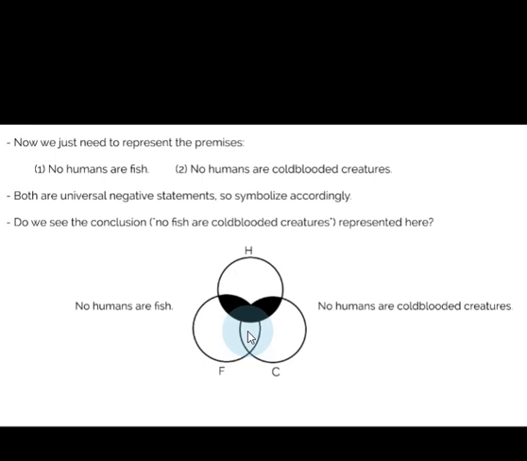So the conclusion's not represented. If the conclusion were represented, all of this would be blacked out. So right now, nowhere does the diagram say no fish are cold-blooded creatures. It does not say that. So it's not represented here, so it's not a valid argument. If it were valid, that conclusion would just be read off. We would just see it. If that really were the conclusion, then this would already be shaded in. But it's not, so the conclusion's just not there.